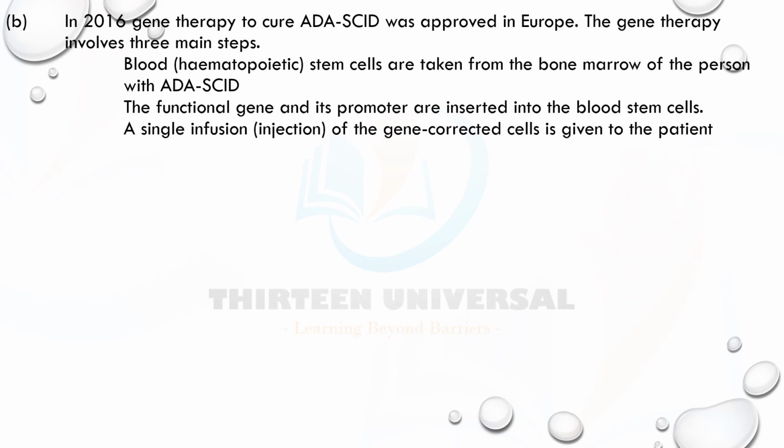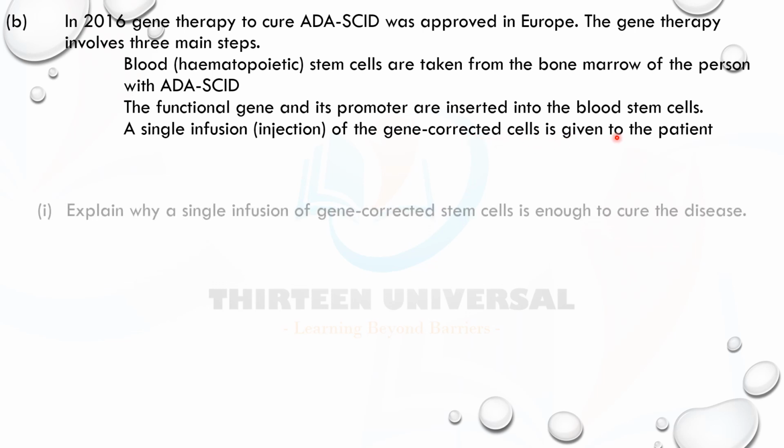In 2016, gene therapy to cure ADA-SCID was approved in Europe. Okay, that's good news. The gene therapy involves three main steps. Blood hematopoietic stem cells are taken from the bone marrow of the person with ADA-SCID. The functional gene and its promoter are inserted into the blood stem cells, maybe using viruses as vectors. A single infusion of the gene-corrected stem cells is given to the patient.